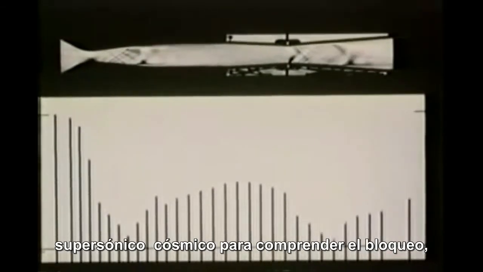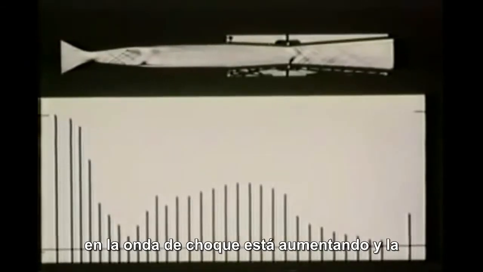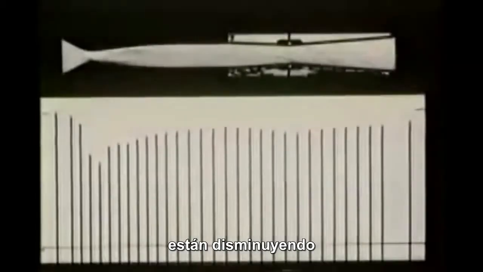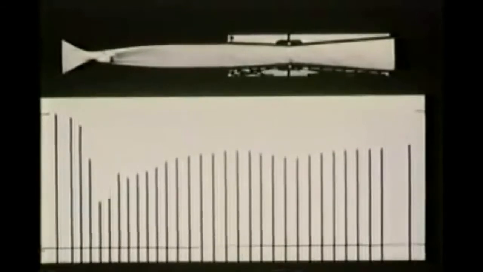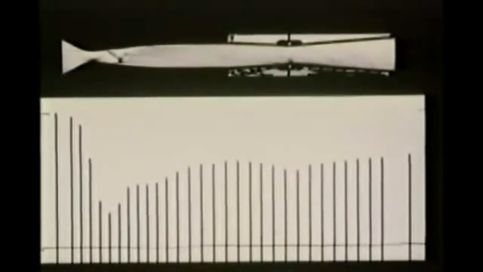To understand blocking, watch the shock wave moving downstream to higher Mach numbers. The dissipation in the shock wave is increasing, and the downstream stagnation pressure and density are decreasing. Let's watch that again.